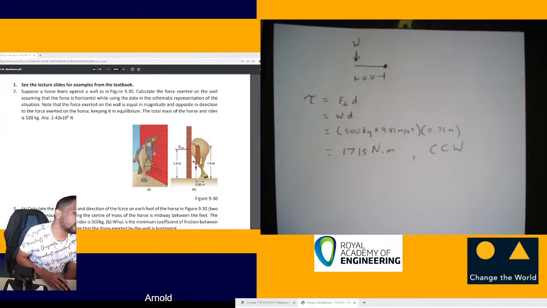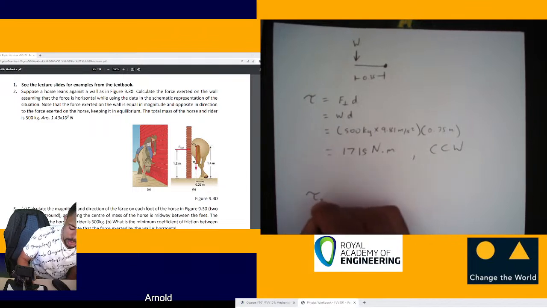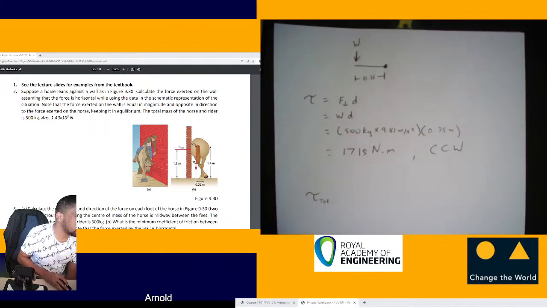Now, the torque at the toe of the horse due to the horizontal. First of all, this torque is caused by the weight of the horse. The one that we just worked out is caused by the weight of the horse. Now there's going to be a torque caused by the force. There are two forces. The weight of the horse is going to cause a torque, and the force of the wall is going to cause a torque. So let's calculate the torque caused by the force of the wall.